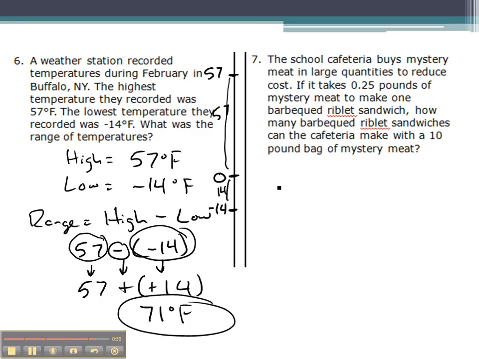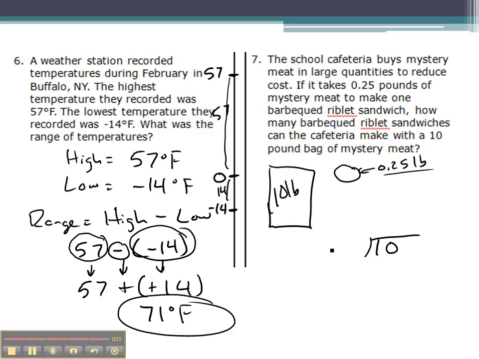So, let's see. We've got a 10-pound bag. Let's draw a picture here. 10-pound bag of mystery meat, and each sandwich takes 0.25 pounds. So we're going to divide that 10-pound bag up into sandwiches that are 0.25 pounds each. So we need to divide 10 divided by 0.25 to find out how many sandwiches we can make. Problem is, we don't want to divide by a decimal.